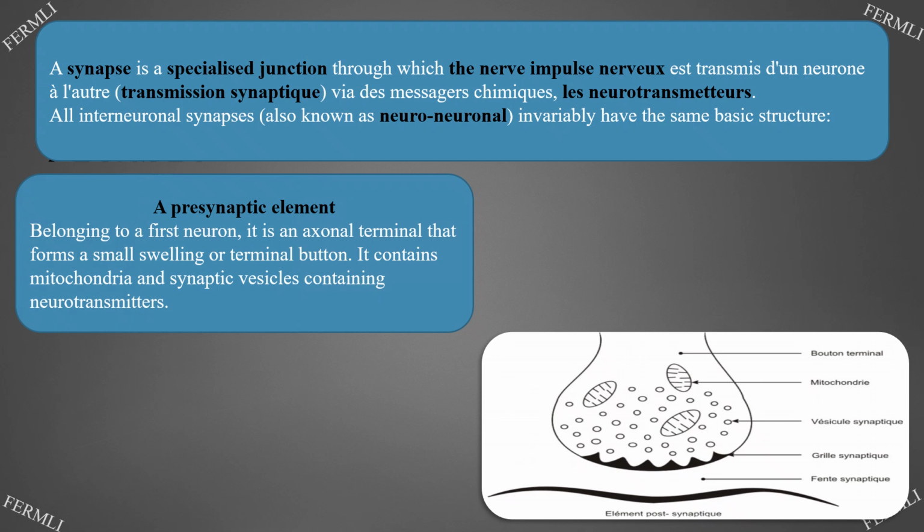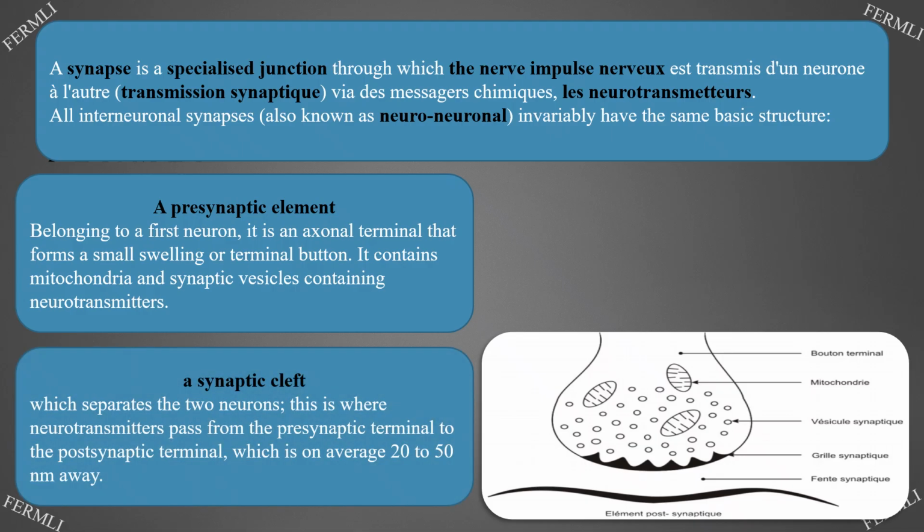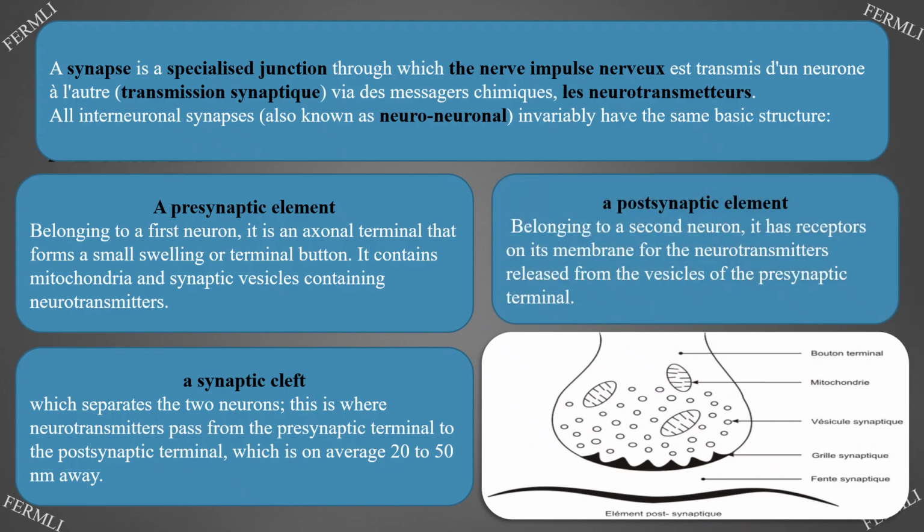A presynaptic element belonging to a first neuron. It is an axonal terminal that forms a small swelling or terminal button. It contains mitochondria and synaptic vesicles containing neurotransmitters. A synaptic cleft which separates the two neurons. This is where neurotransmitters pass from the presynaptic terminal to the postsynaptic terminal, which is on average 20 to 50 nanometers away. A postsynaptic element belonging to a second neuron. It has receptors on its membrane for the neurotransmitters released from the vesicles of the presynaptic terminal.